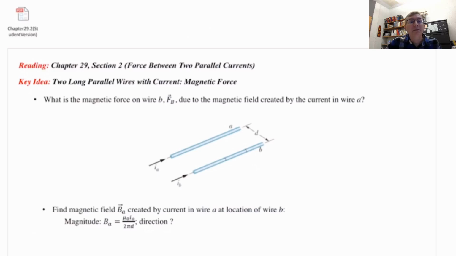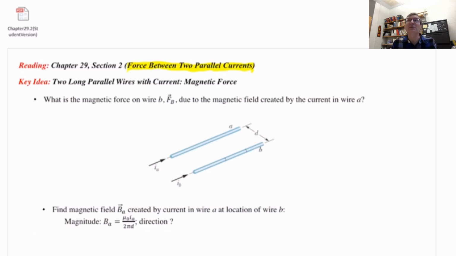Welcome back. This is video lecture 29.2, and we're going to talk about section 2 in chapter 29, the force between two parallel currents, or maybe more specifically, two parallel wires, very long, straight wires, parallel to each other, each carrying electric current. We will discover, if we were to actually set that up in the lab, that they exert a magnetic force on each other.